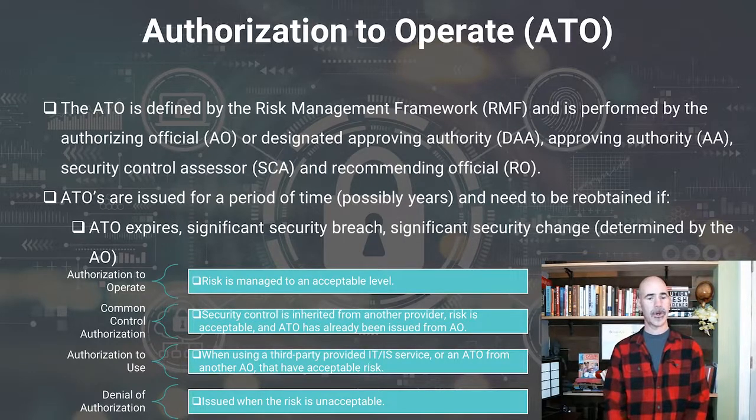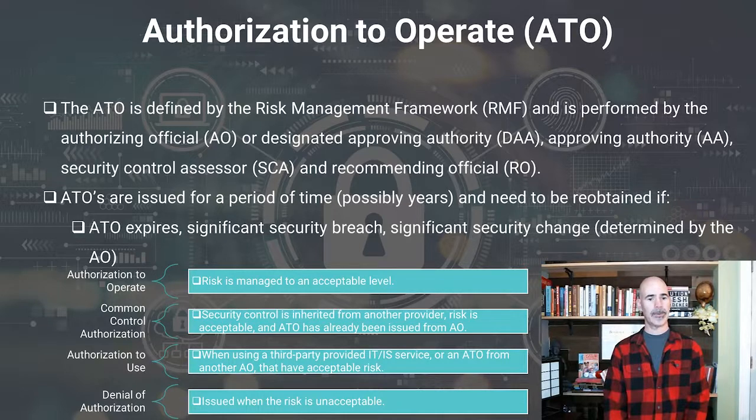So ATOs are issued for a period of time and they can expire. If it's issued for maybe months, maybe years, it could eventually expire, and then you would have to go through the authorization again. It can also expire if there's a significant security breach or a significant material change to the security architecture.